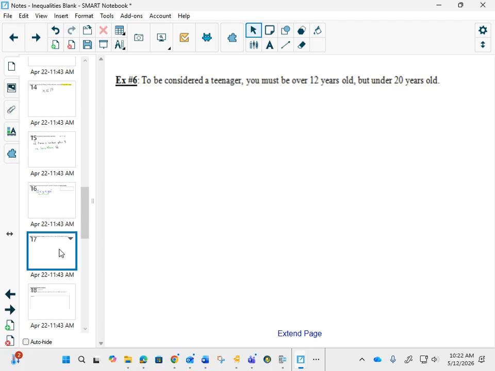So let's write, I want you to try to write this double inequality. To be considered a teenager, you must be over 12 years old, but under 20 years old. Try it. Write this as an inequality. I'll actually accept two different answers, depending on which way you do it. But you need to write it first. Let's see if you can figure this out on your own. How do you write this as an inequality?